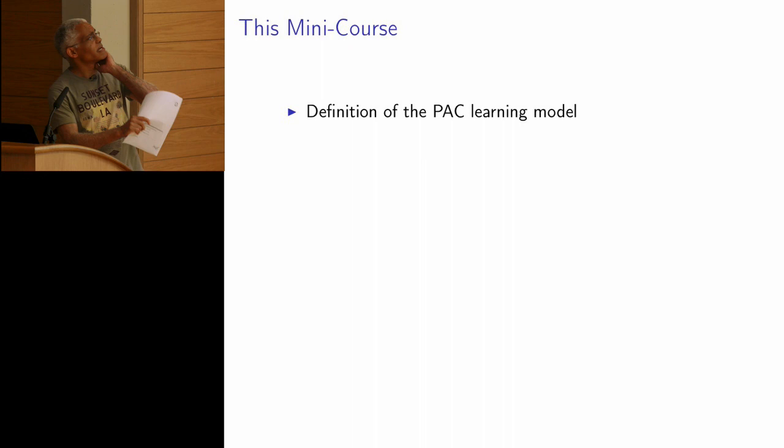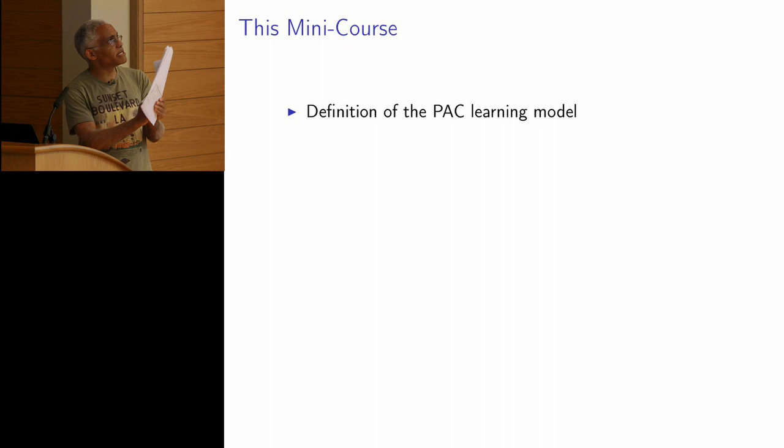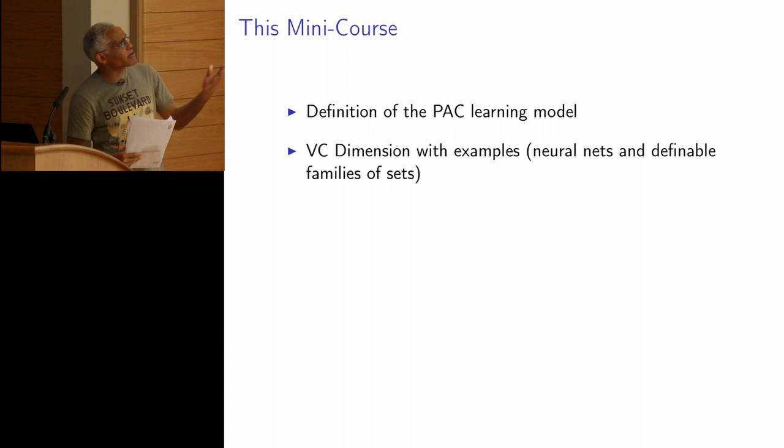But what is the overview? So I'm really going to focus very narrowly on this classical PAC learning model, probably approximately correct. This goes back to Valiant in the 80s. I want to talk about VC dimension as a characterization of PAC learnability.